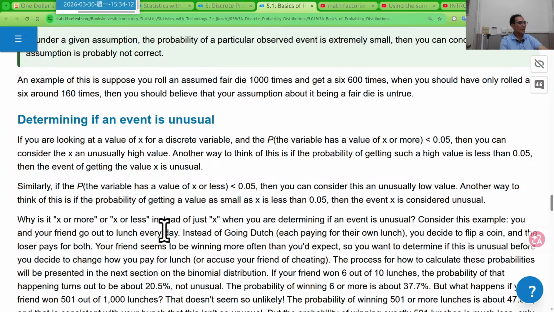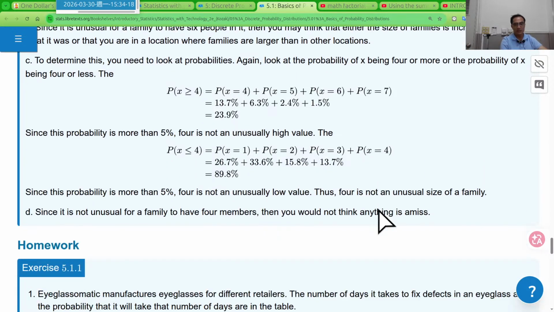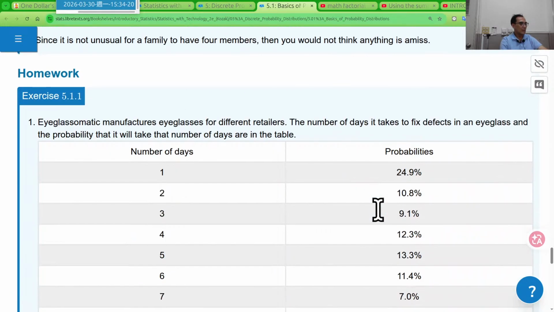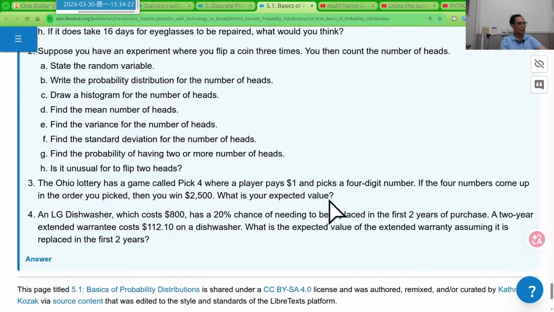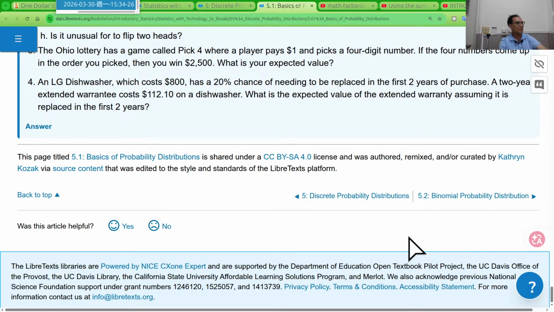I will skip this part. And about the homework, take a look at that. Okay, let's move to chapter 4.5.